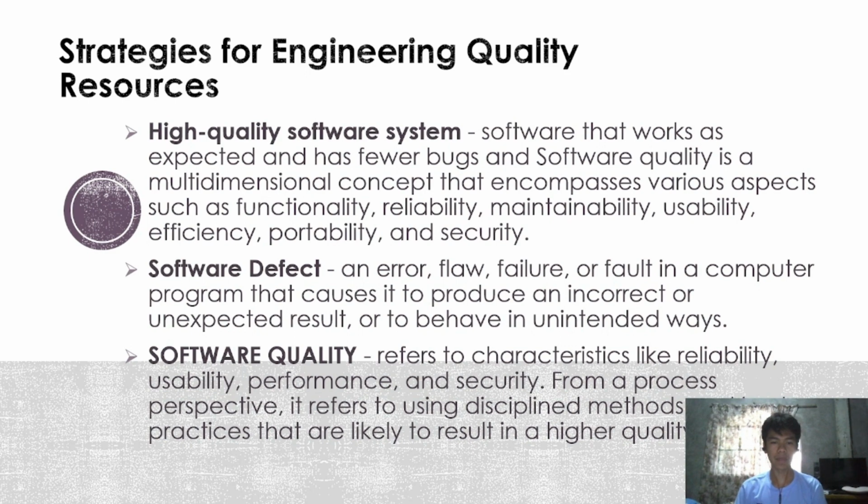Software quality refers to characteristics like reliability, usability, performance, and security. From a process perspective, it refers to using disciplined methods and best practices that are likely to result in a higher quality product.